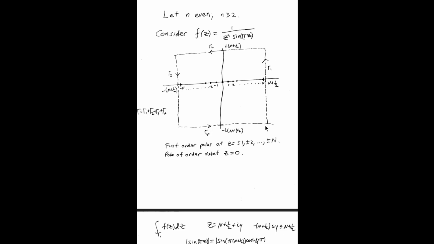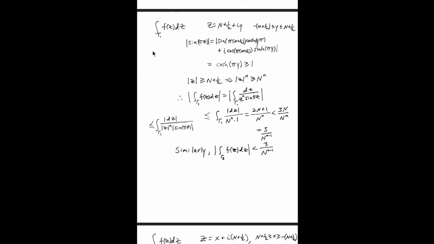Now this function f of z has first order poles at z equals plus or minus 1, plus or minus 2, and so on, up to plus or minus n. These are all the positive poles less than or equal to n, not including 0, and all the negative poles as well. The pole at 0 has order n plus 1: n of them coming from the z to the n, and 1 of them coming from sine of pi z.